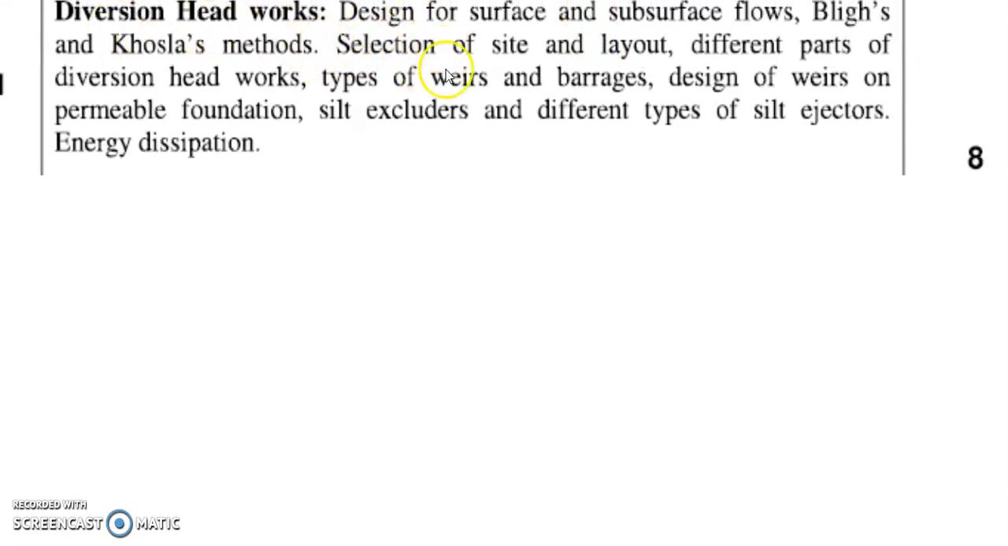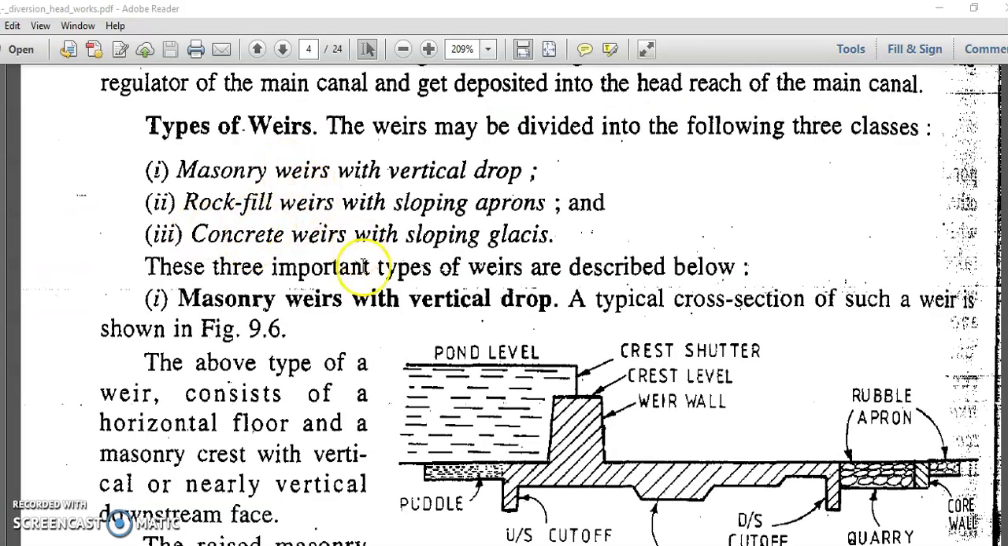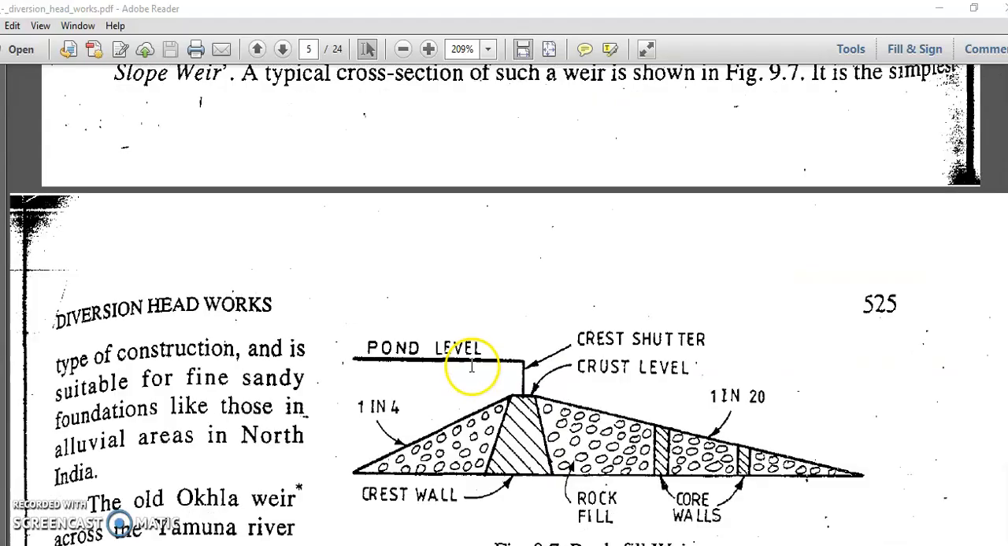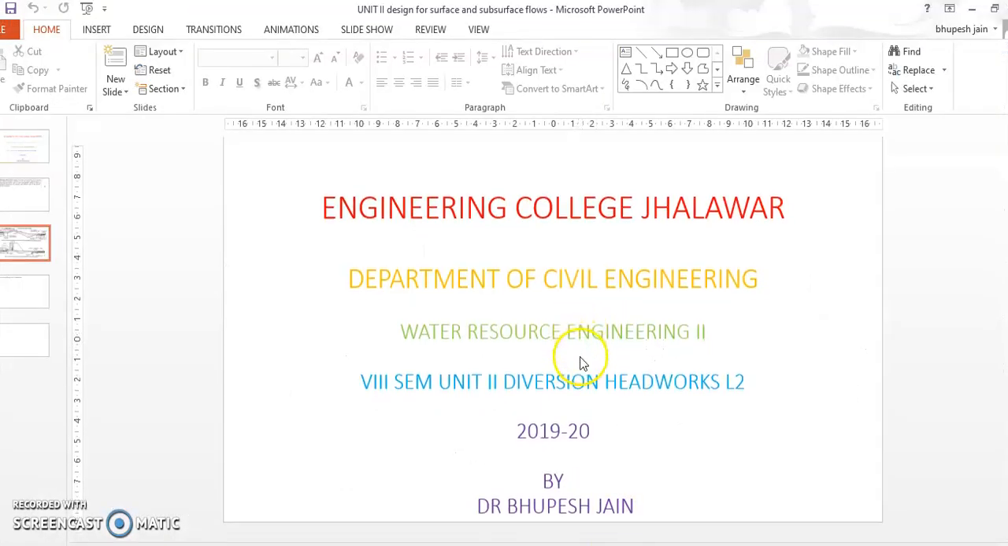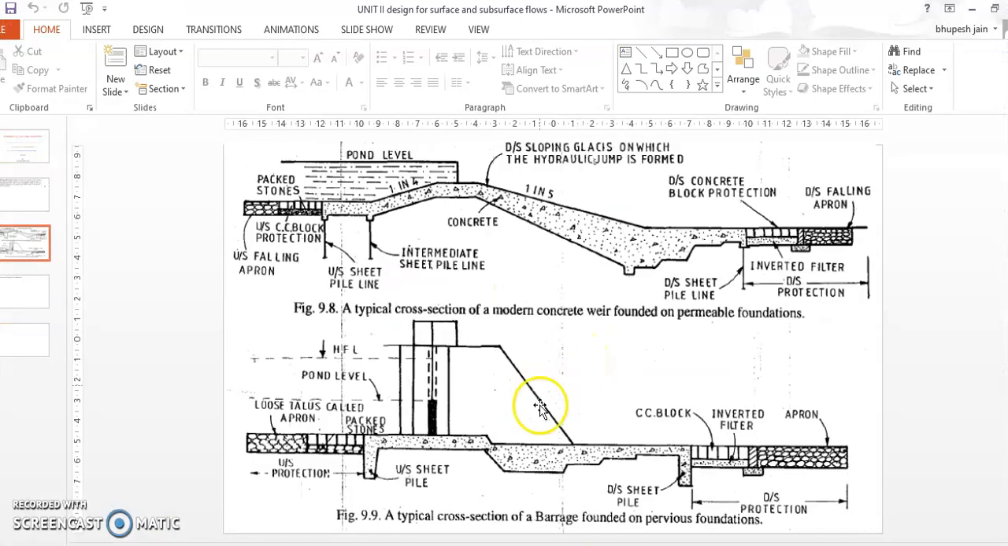The major component of this is the weir. We are talking about weirs, and how to select the various types of weirs. Among the types of weirs, we discussed masonry weirs and gravity weirs, rock fill weirs, and concrete weirs. Finally, the very important one is the typical section of a barrage. We will discuss each one by one, every design aspect of this diversion headworks.